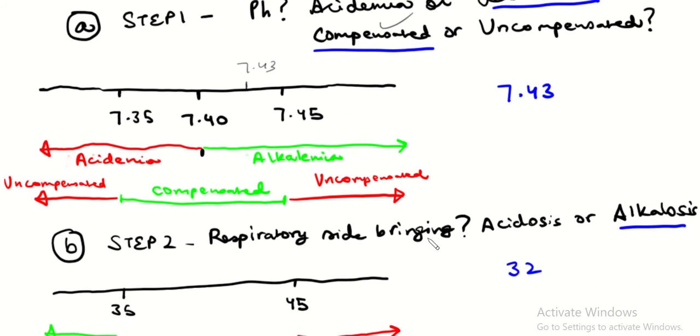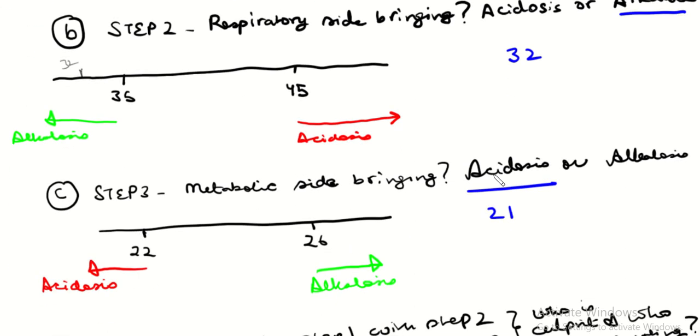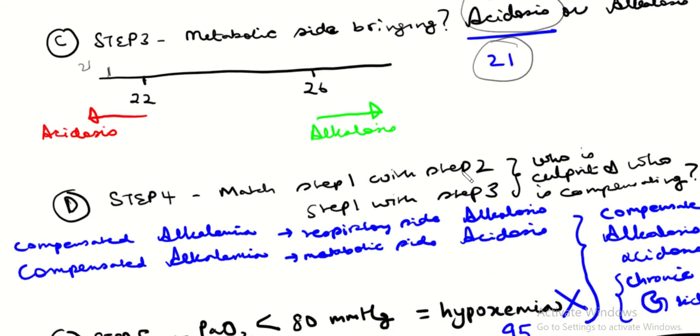What's the respiratory side bringing with the PaCO2 of 32? 32 is right here. It's alkalosis. What's the metabolic side bringing? Bicarb is 21. 21 is right here. It's bringing in acidosis. Right? Now let's match step 1 with step 2. Compensated alkalemia in step 1 and respiratory side alkalosis in step 2. They are matching. So for sure you have compensated respiratory alkalosis.